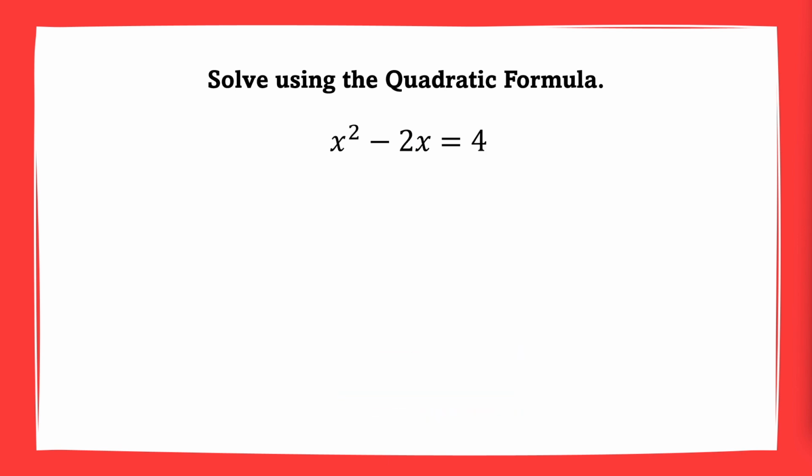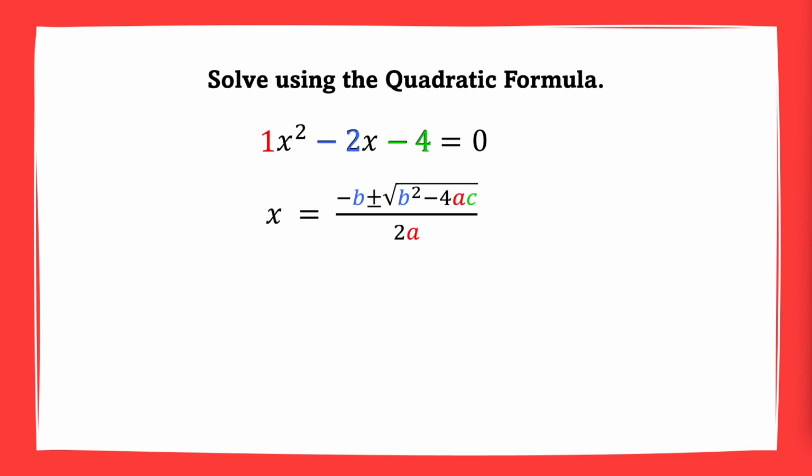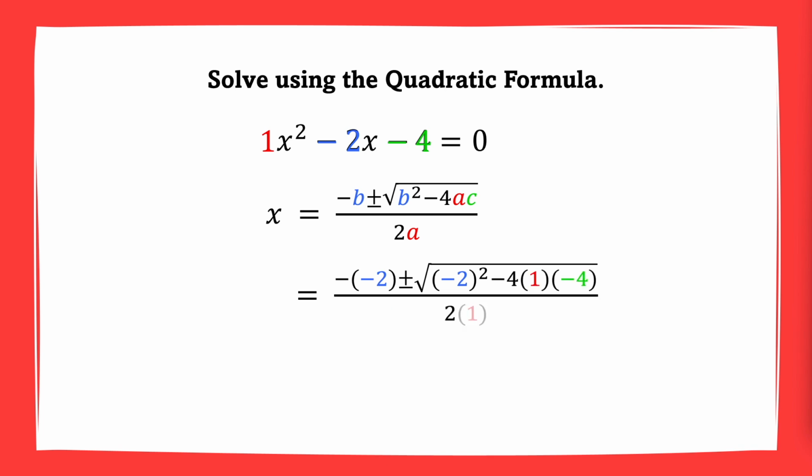Here's another example. First, write the equation in standard form by moving 4 to the left side and changing its sign to its opposite. Here, a is 1, b is negative 2, and c is negative 4. Substitute these values into the quadratic formula. Negative, negative 2. Notice that we have two negative signs, plus or minus the square root of negative 2 squared, remembering to put negative 2 inside the parentheses, minus 4 times 1 times negative 4, over 2 times 1.